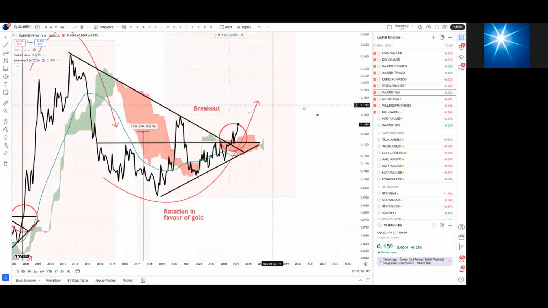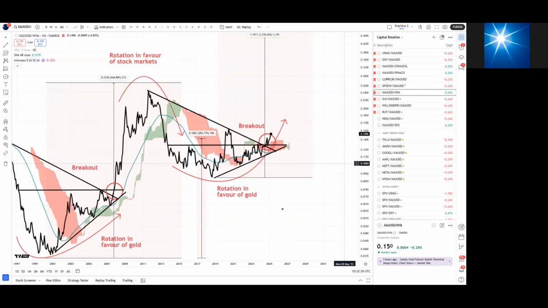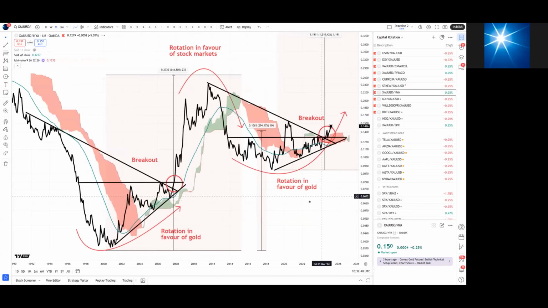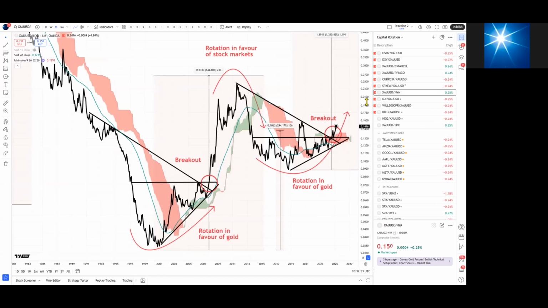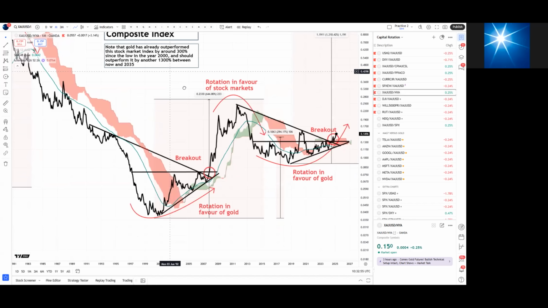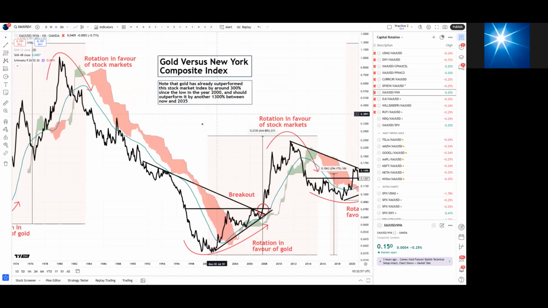Gold versus the New York Composite Index. This chart is rotating in an upwards direction, which means that gold is outperforming the New York Composite Index, just as it did back in the early 2000s when it broke out down here in 2002, 2003, and then it consolidated and broke out again. So this chart moving upwards is supportive of a huge precious metals bull market.